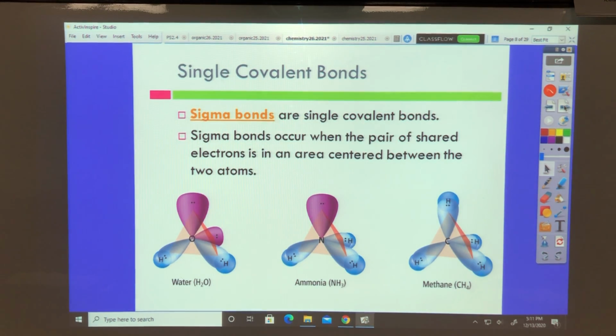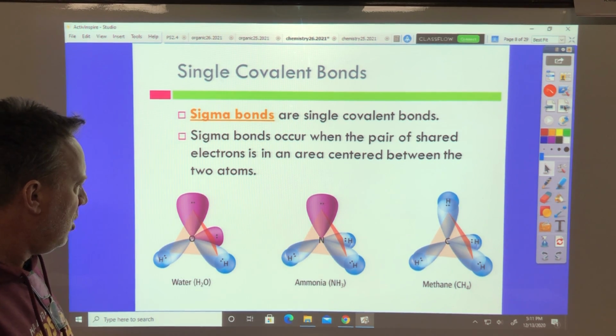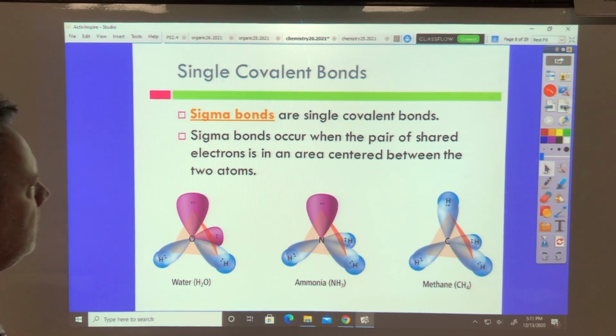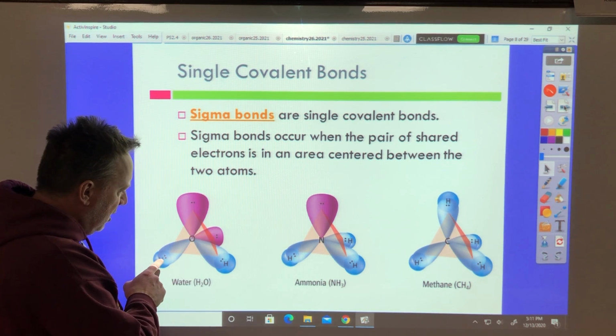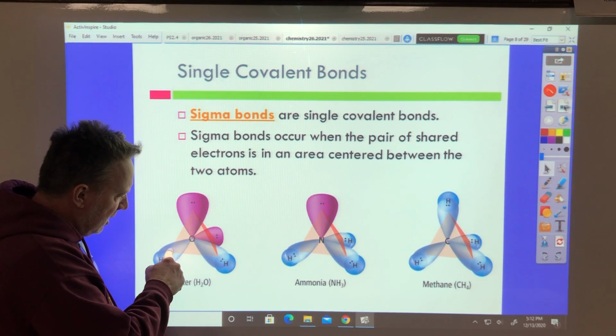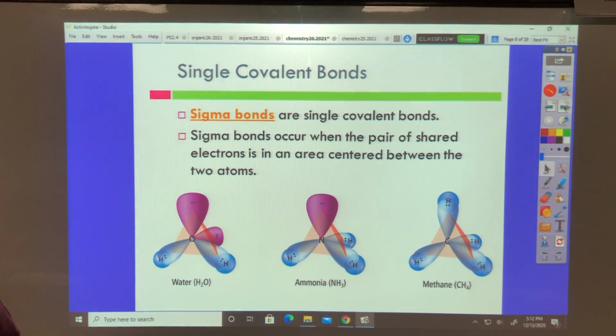It gets more complicated when you get to the pi bond. Here's another graph. I had this in there last year. It's a little clearer to see. I didn't get it out of the book, but that's how it ended up there. A pair of shared electrons is an area centered between the two. And be careful of centered, because just because it says center doesn't mean it's in the center here. It's between them. It's closer out here in this diagram.